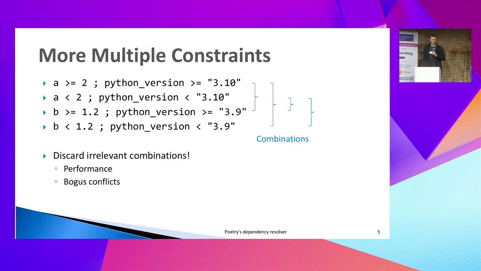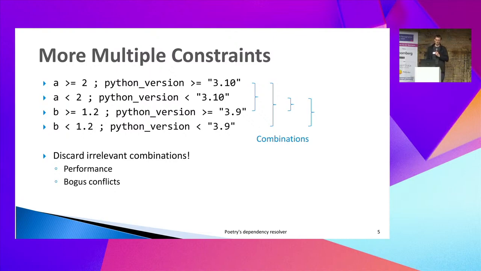It becomes more interesting if you have multiple dependencies with multiple constraints each. In such a case, Poetry has to consider each combination of dependencies. However, if we just try to find a solution for each combination, that's not just a performance issue, we also might get bogus conflicts for combinations that are not relevant at all. So it's essential to detect irrelevant combinations and discard them. In order to do that, Poetry builds the intersection of their markers and checks if it is empty.